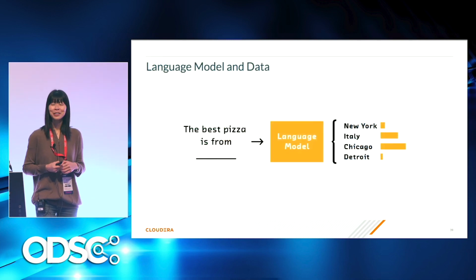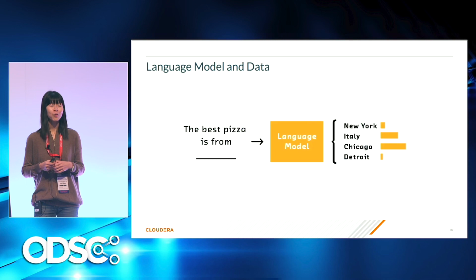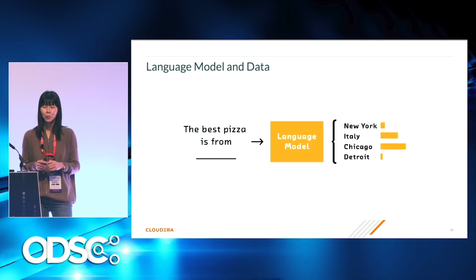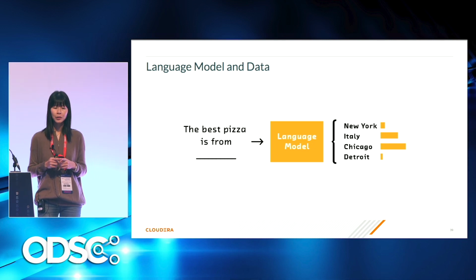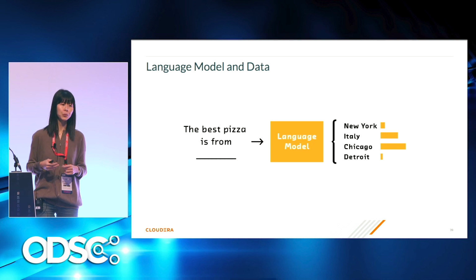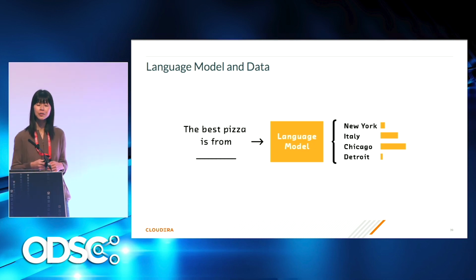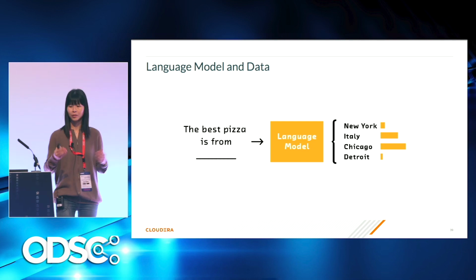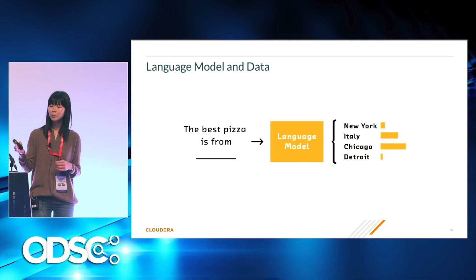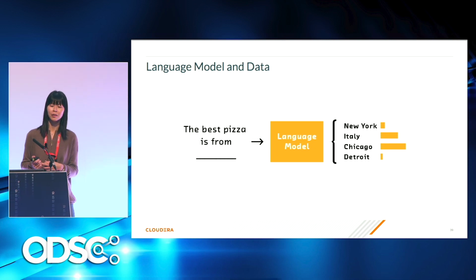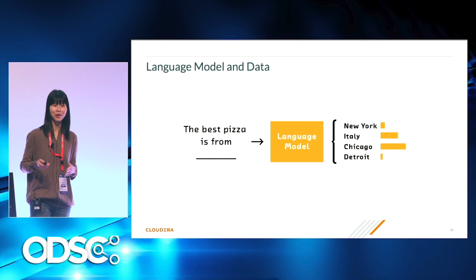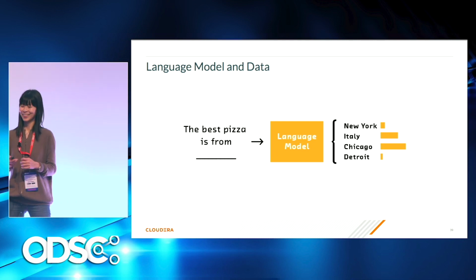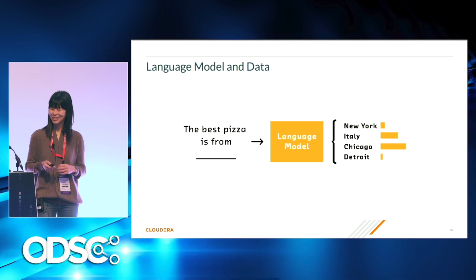The aha moment within the NLP community is that the language model is actually the right thing. And why is that? Well, let's first define what a language model is. A language model is really a model that helps you predict the next most likely word. If you look at the sentence, "the best pizza is from X," a language model will tell you with some probability it should be New York, with some probability Italy, Chicago, Detroit. The most likely word is Chicago, so the best pizza is from Chicago. We will agree or disagree, but let's not do it here.